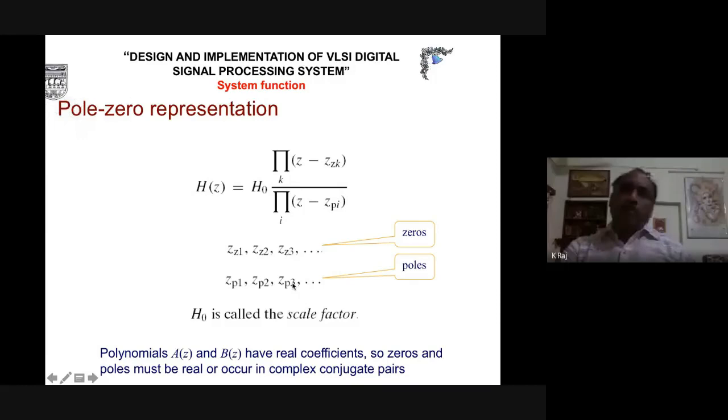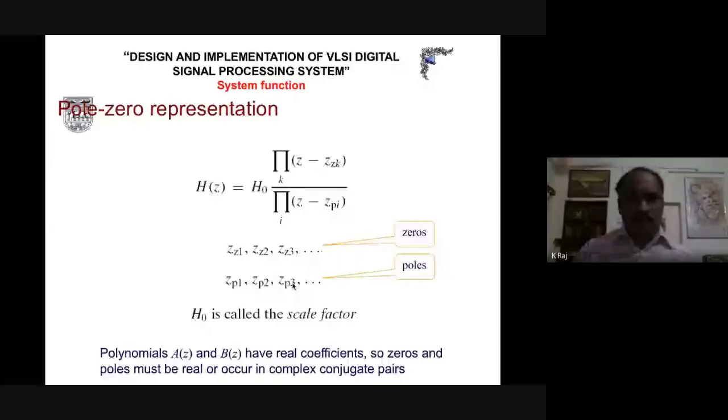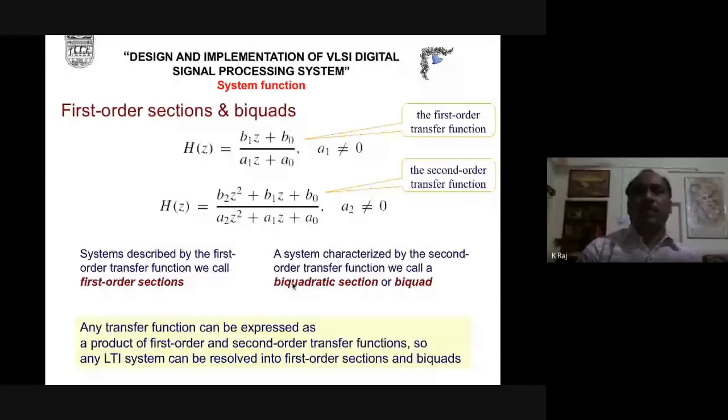First order sections and second order sections, or biquads, as we have discussed in the analog case. In a similar fashion, we will describe here the first order sections and the biquads. How will the first order section be described? The H(z) of the first order section will be (B1 z plus B0) divided by (A1 z plus A0), but the condition is that A1 should not be equal to 0. This is known as the FOS, the first order section of the transfer function.